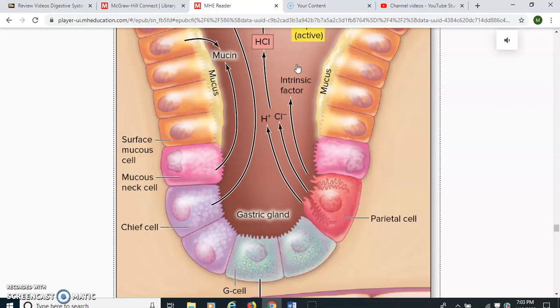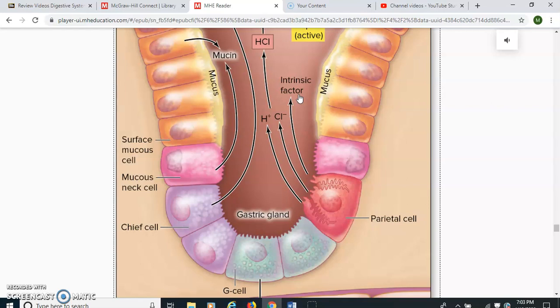So you have to have intrinsic factor being produced by these parietal cells in the stomach, so that when the vitamin B12 gets to the small intestines, the intrinsic factor can allow for the absorption of vitamin B12. So it moves the vitamin B12 from the digestive tract lumen into the blood. Intrinsic factor is essential for that. We need to make sure we absorb vitamin B12 because it's an important component of our red blood cells.